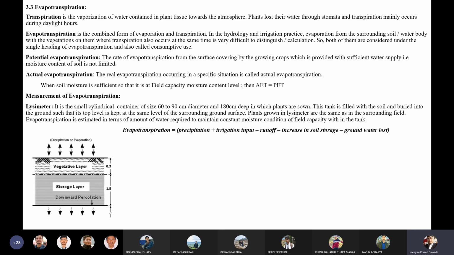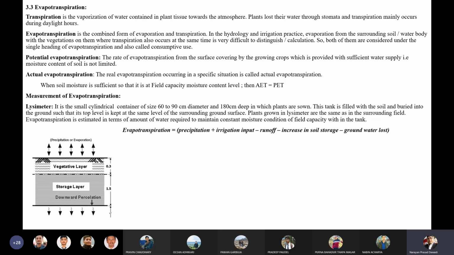If the moisture content is lower than the field capacity moisture content, the evapotranspiration from such soil is called actual evapotranspiration. Okay, these are the differences. Now, measurement of evapotranspiration. Evapotranspiration can be measured by using the lysimeter.